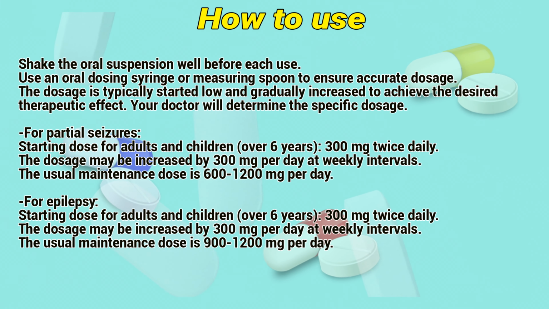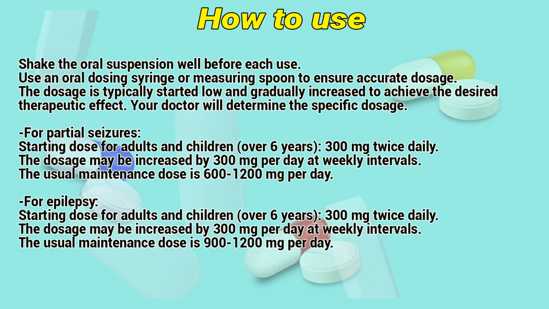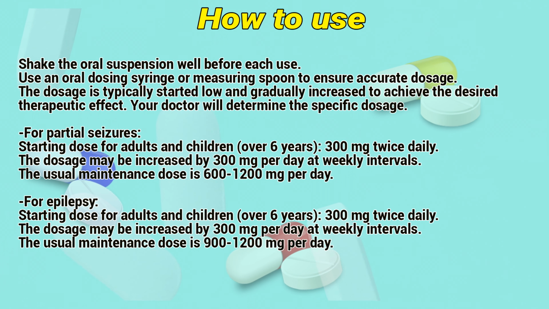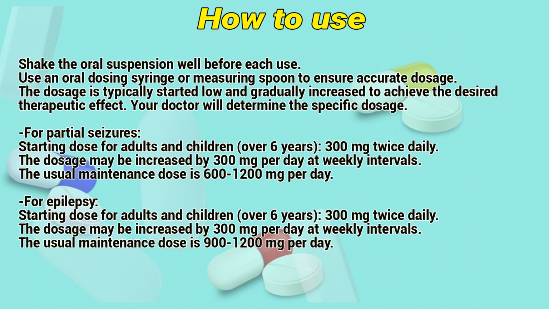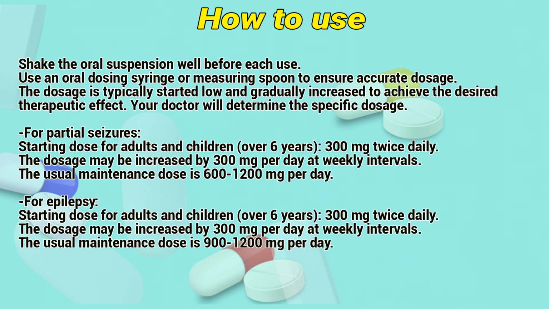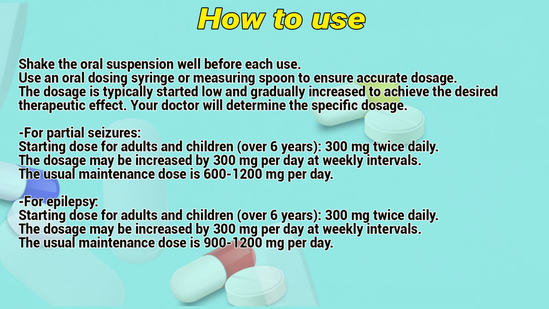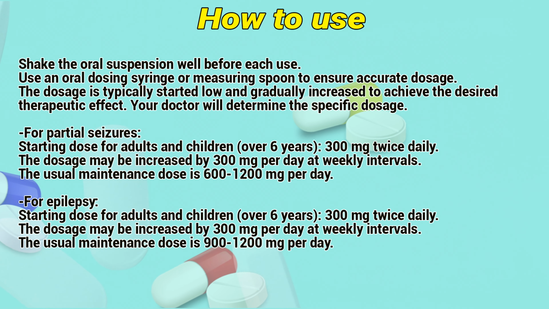How to use: Shake the oral suspension well before each use. Use an oral dosing syringe or measuring spoon to ensure accurate dosage. The dosage is typically started low and gradually increased to achieve the desired therapeutic effect. Your doctor will determine the specific dosage.